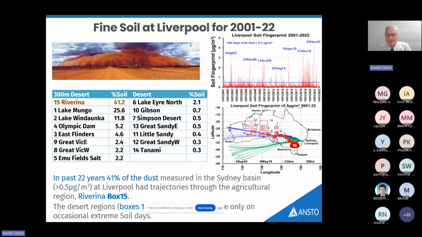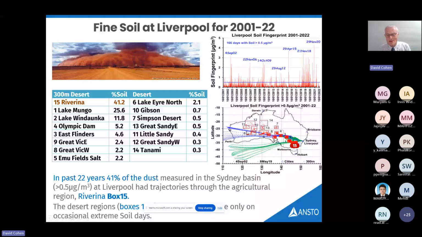And what I plot here, this is Australia. We have a sampling site here on the east coast at Liverpool in Sydney. And I've done back trajectories for every hour of every day from 2001 to 2022. And I've picked 2 days here. The blue trajectory here is the 4th of September 2002. You can see there are 24 trajectories there, one for every hour of the day. And every time a back trajectory goes through one of these boxes, which is desert regions in Australia, you put a little dot.